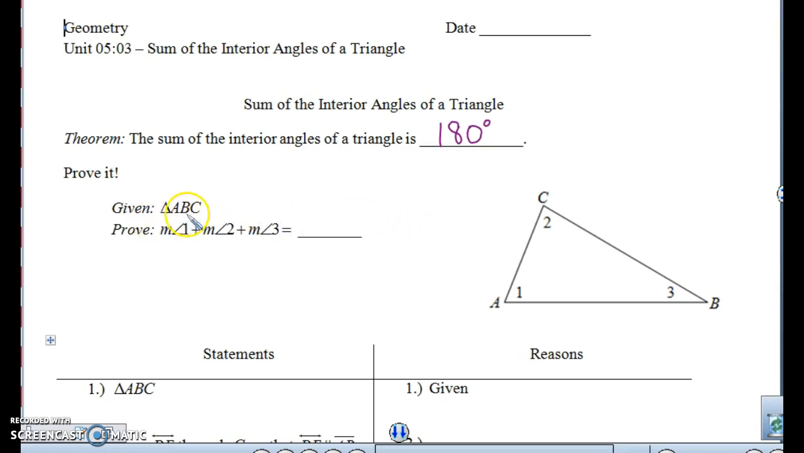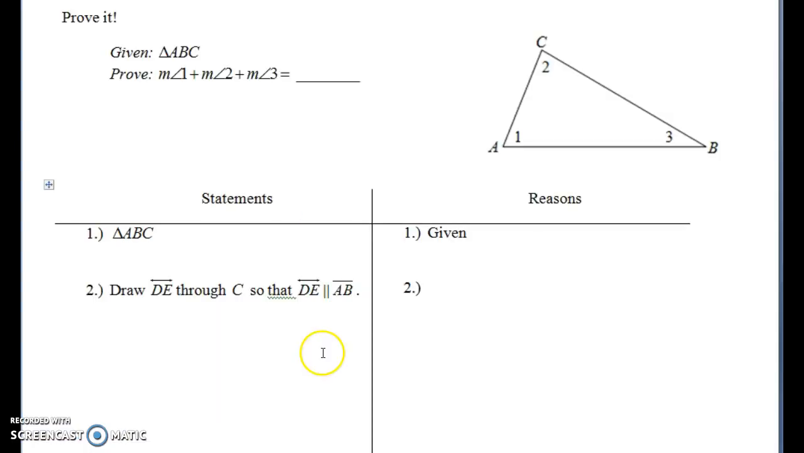So we are given triangle ABC, and we want to prove that angles 1, 2, and 3, which are angles A, B, and C, add up to 180 degrees. So let's take a look on how we're going to do that. All we are given is that we have a triangle ABC. Now, what we need is something else that equals 180 degrees. Well, 180 degrees is the measure of an angle that's formed by a line, which is a straight angle.